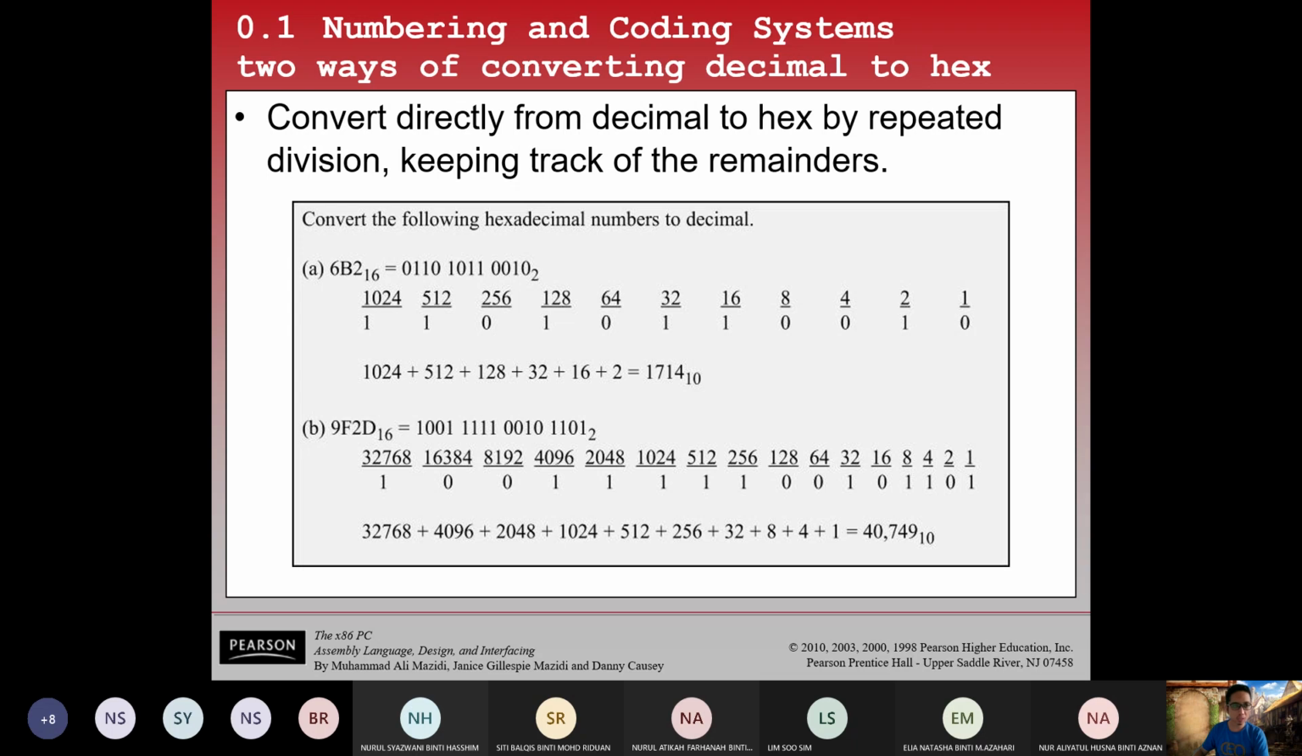For example, here it is up to 1 0 1 2 3 4 5 6 7 8 9 10, so 2 to the power of 10, which is 1024. And then you just add whatever ones that you have, you sum all of that, and you will get the answer in terms of decimal.